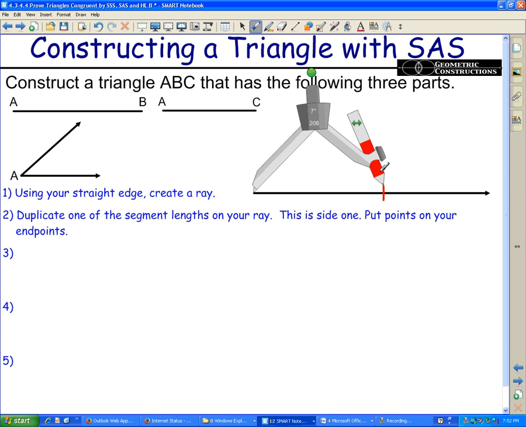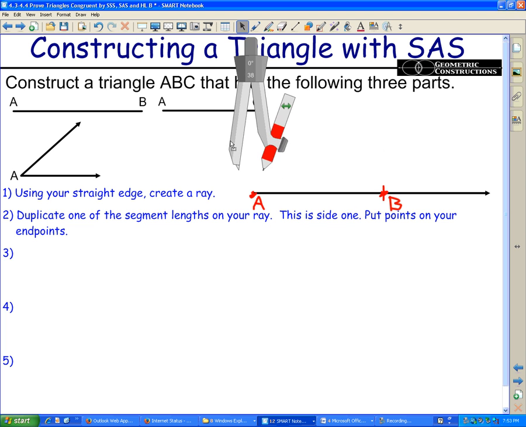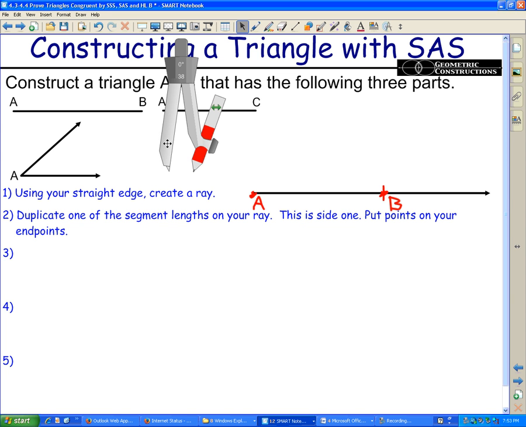Okay, so the segment that we've copied on the ray is the length AB. And because we're using specific letters here, I'm going to go ahead and label that. This is point A, and this right here is point B. So 1/3 of my triangle is done. We were able to get line segment AB copied. I wonder what we're going to do next. What do you think? Are we going to do segment AC, or are we going to do angle A? Well, if you guessed angle A, you were right.